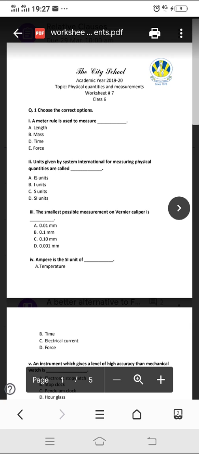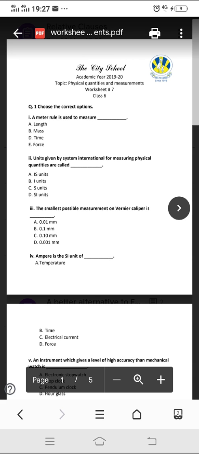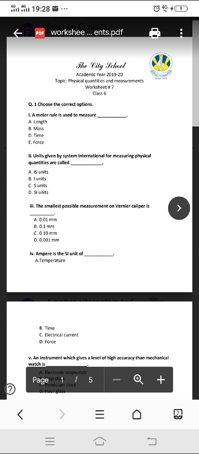So remember, for force, you measure force either by using a spring balance or by using a Newton meter. Okay? And then for option D, time, remember we measure time either by looking at the clock or by using a stopwatch. The stopwatch can be mechanical or electronic. We can measure time by pendulum, by pendulum clock, and by the hourglass as well, right? So we don't measure time using a meter rule.